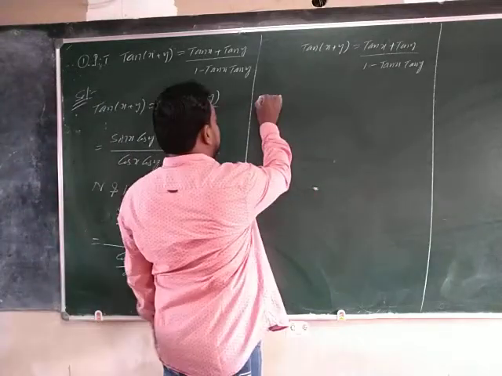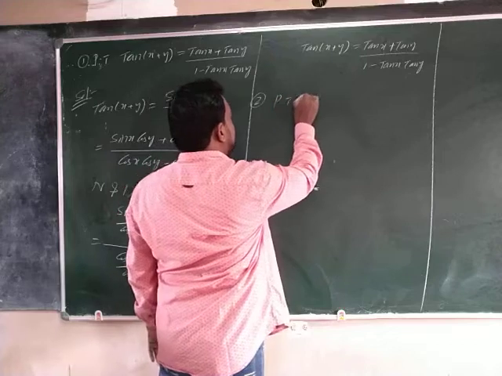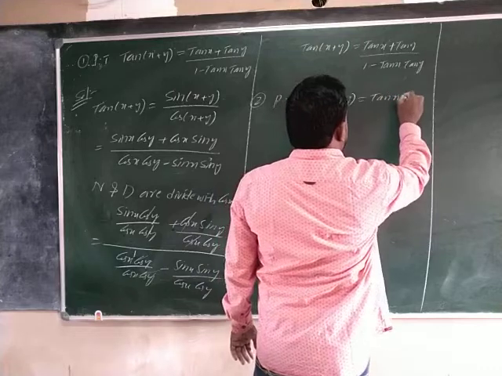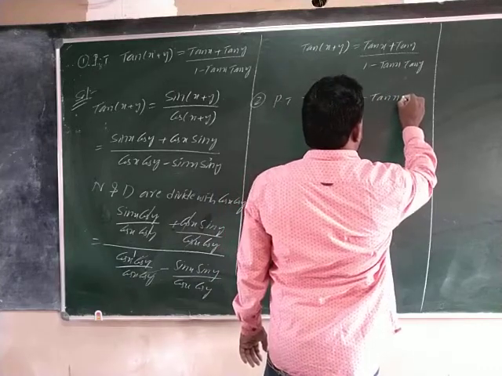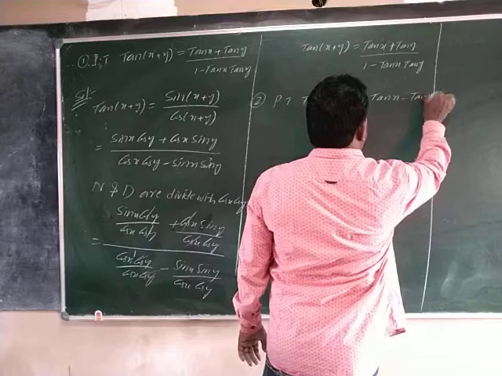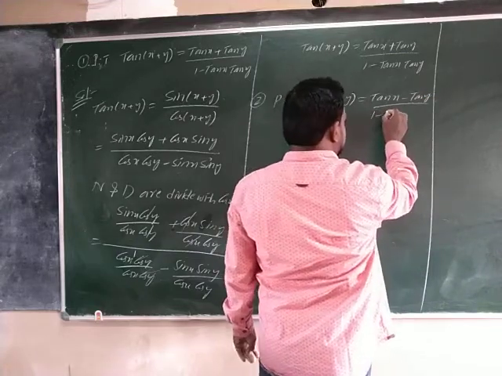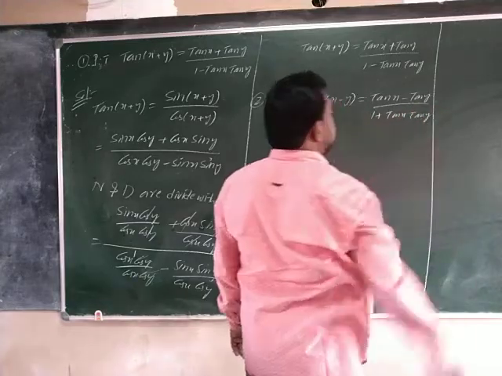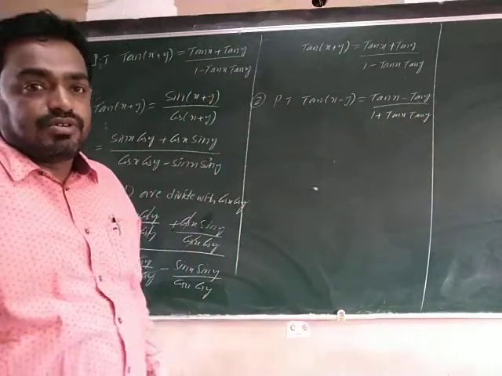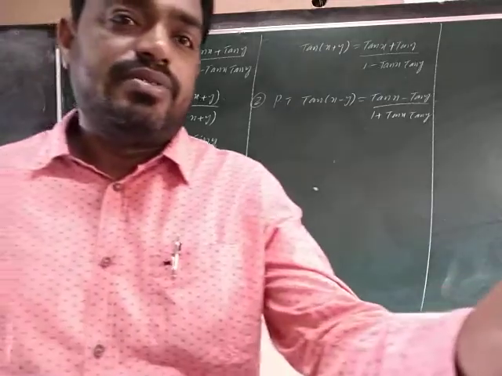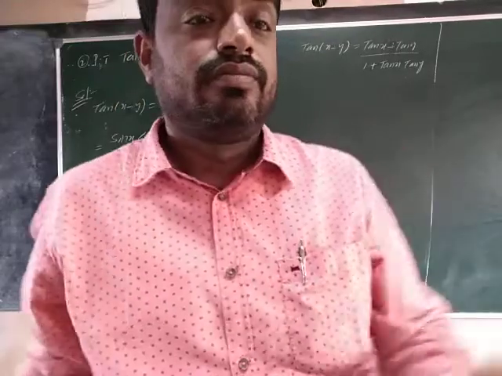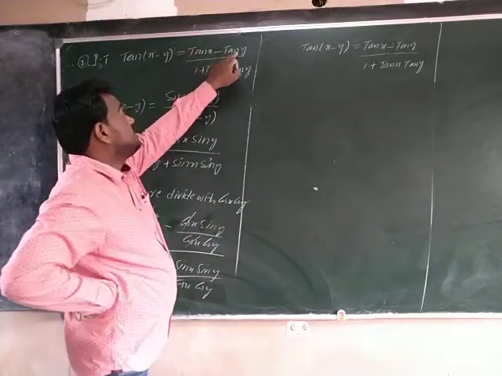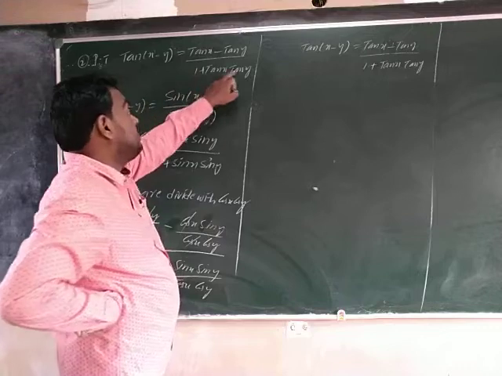Next, the second one. Prove that tan of x minus y is equal to tan x minus tan y by 1 plus tan x tan y. This is the question. How are we proving this one? You see now. To prove the second one, tan of x minus y equals tan x minus tan y by 1 plus tan x tan y.